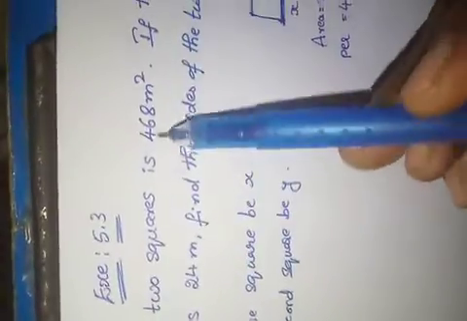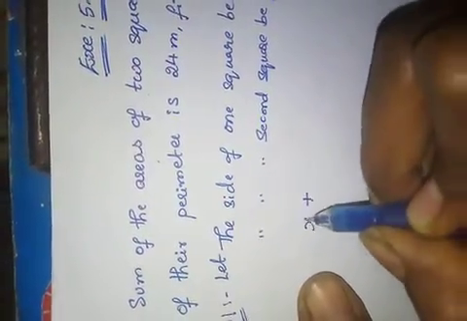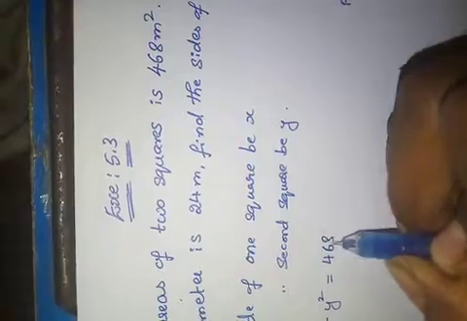What did they say? Sum of the areas of two squares. Sum means addition. Areas of two squares, addition of areas: x square plus y square. How much have they given? 468 meters square.